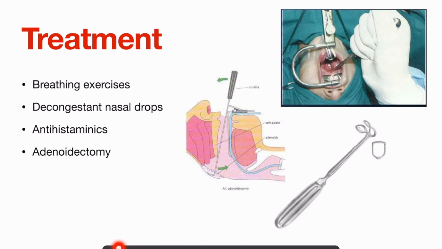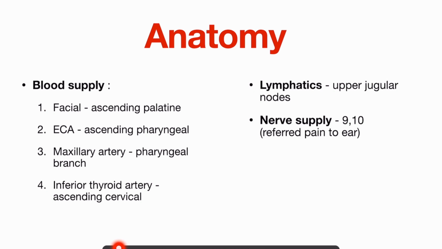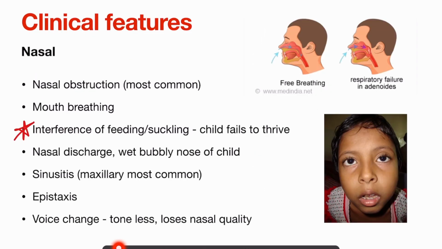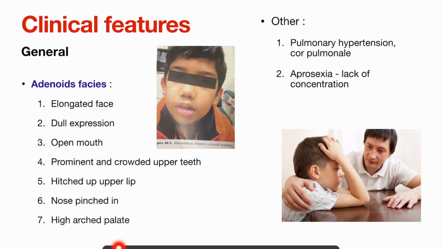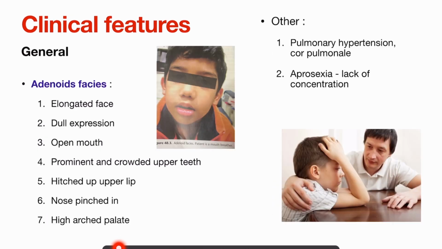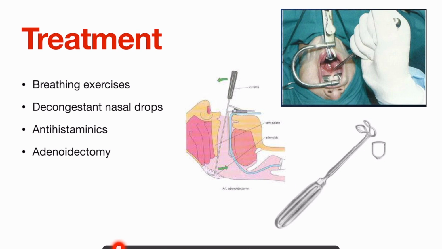So basically this was all about adenoiditis: the anatomy, that is, what adenoids are, the etiology of adenoiditis, that is the attacks of rhinitis, sinusitis, tonsillitis, lymphoid hyperplasia, and allergy of the upper respiratory tract, and the clinical features which can present as nasal, oral, and general, in which we learned about the adenoid facies, aprosexia, and the failure to thrive point, which are very important. We learned the diagnosis and the treatment. So this is all about adenoiditis.